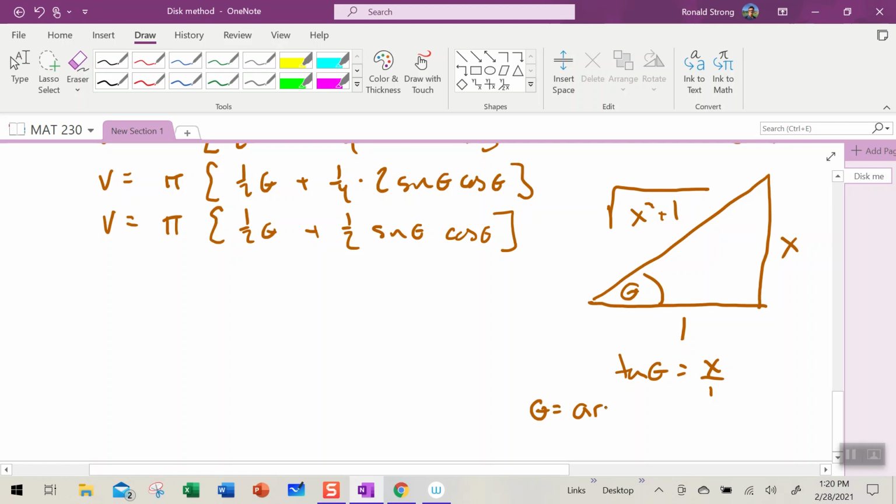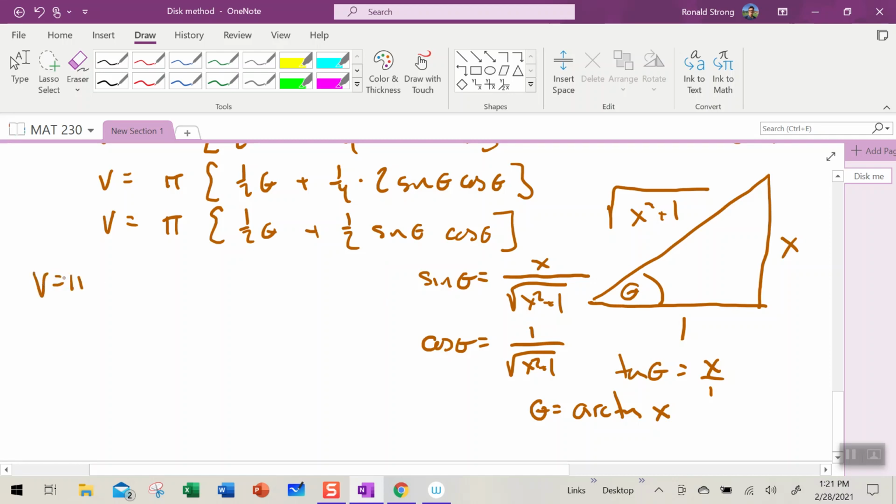Likewise, we need to find sine of theta. Sine of theta is going to be the opposite side, x, over the hypotenuse. Cosine of theta, the adjacent side over the hypotenuse. So putting all of that together, volume is equal to pi times 1/2 theta, which is 1/2 the arctan of x, plus 1/2 sine of theta, which is x over the square root of x squared plus 1, times cosine, which is 1 over the square root of x squared plus 1.